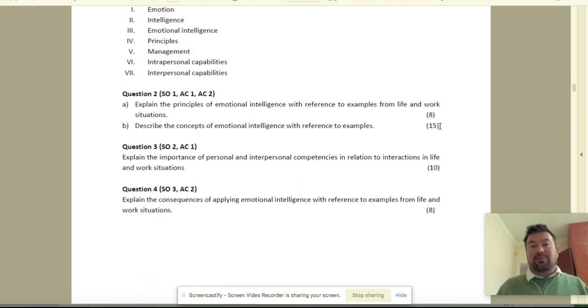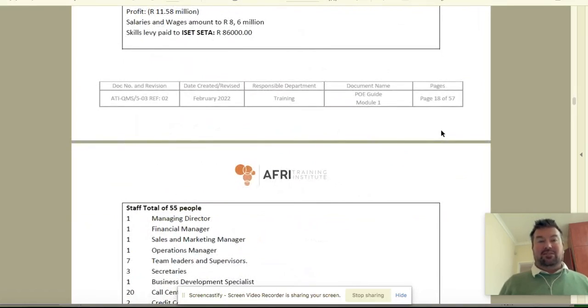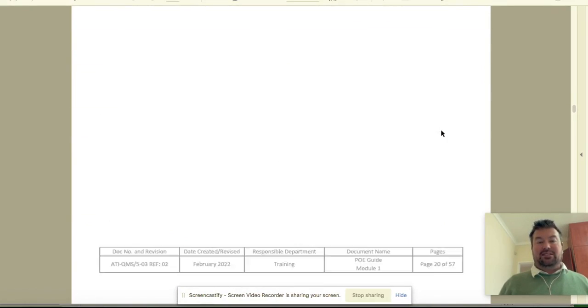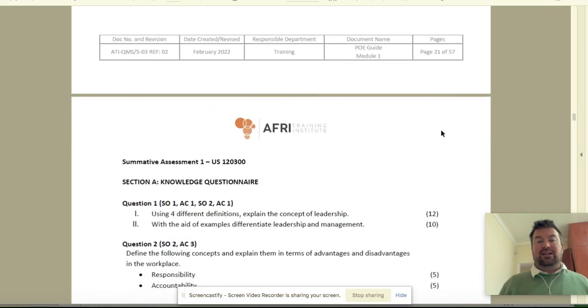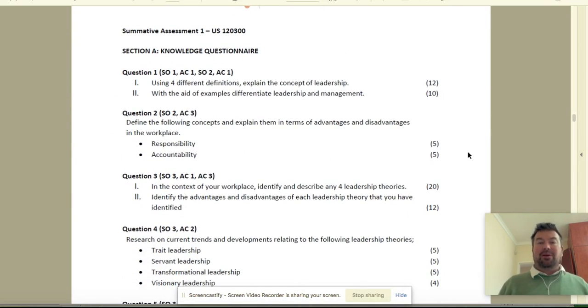So we're still talking about leadership, but let's go to the summative section and make sure that we know what to do to complete that. Okay, so remember, formative, understanding the concept. Summative, being able to apply that understanding in practical real life situations.